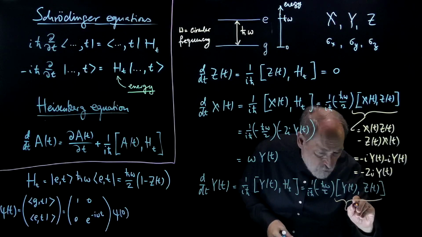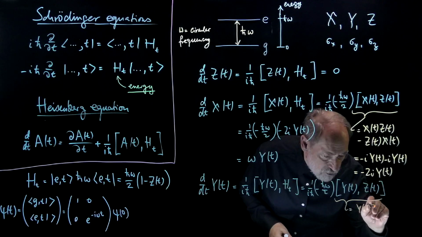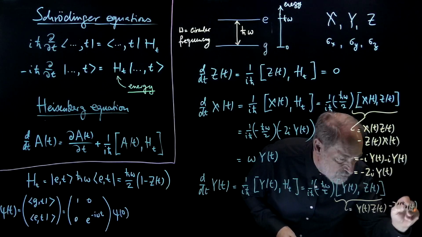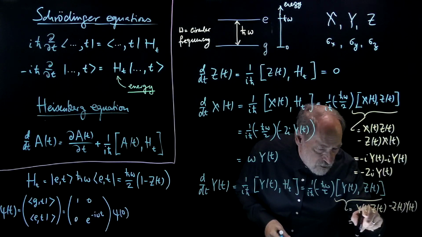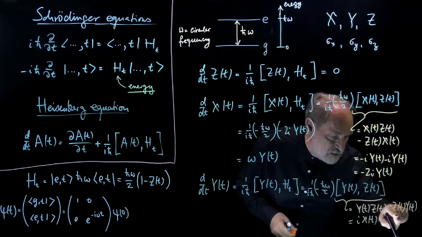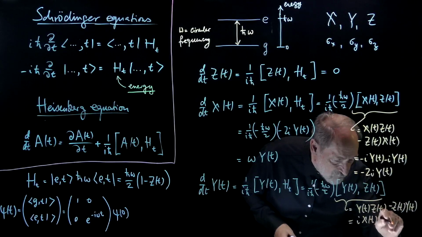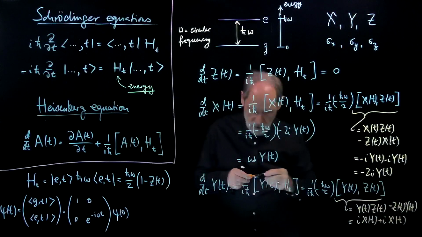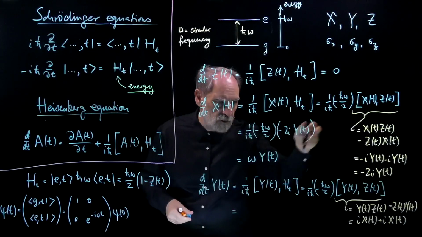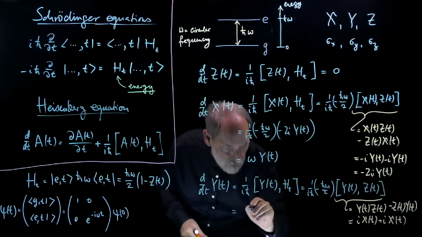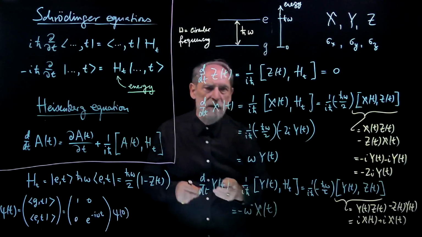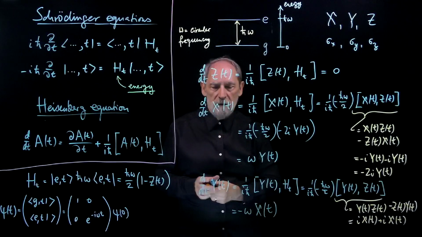We recall again that the commutator is the product in one order minus the product in the reversed order. Now y times z is I times x, and z times y is negative I times x. So we get 2i times x, and so similar to here, except that it's plus 2i rather than minus 2i. So we end up with minus omega x of t. And we continue with that.